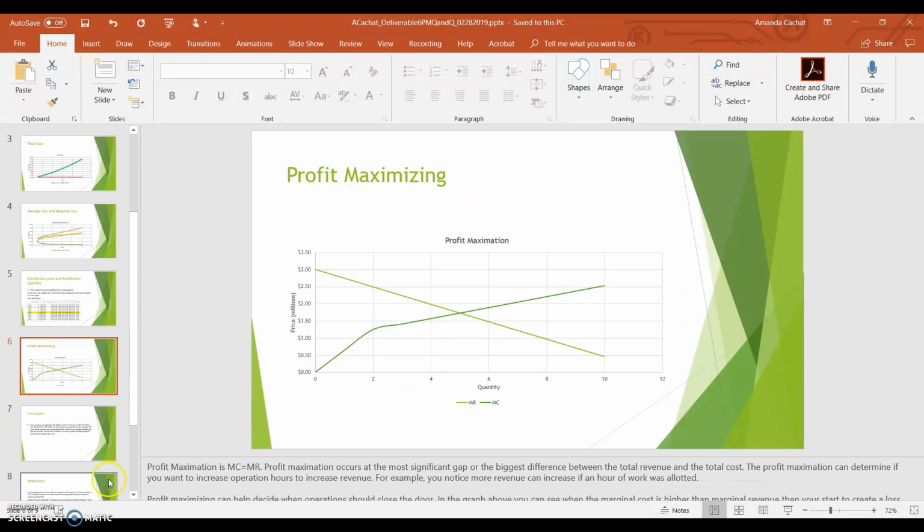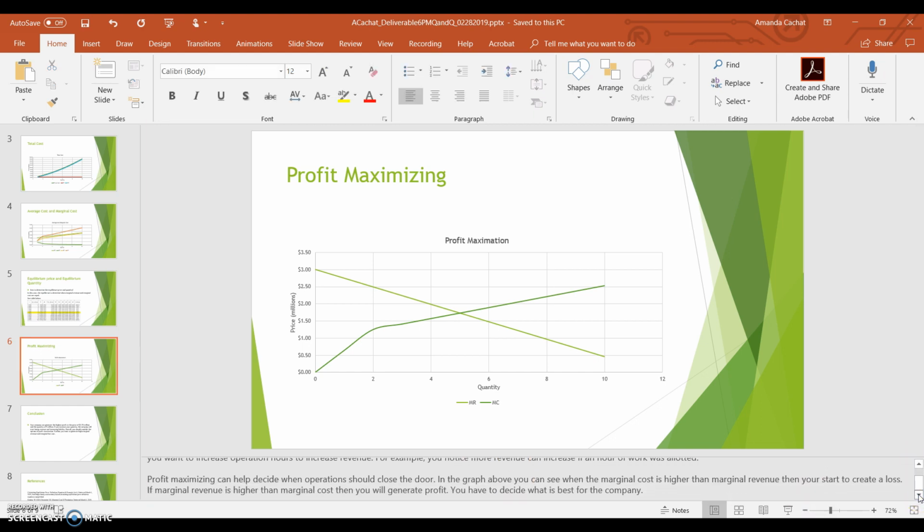Okay, moving on to profit maximizing. So this is the graph for the profit maximization: MC equals MR, which is the marginal cost equals the marginal revenue. Profit maximization occurs at the most significant gap or the biggest difference between the total revenue and the total cost. The profit maximization can determine if you want to increase operation hours to increase revenue. For example, you notice more revenue can increase if an hour of work was allotted.